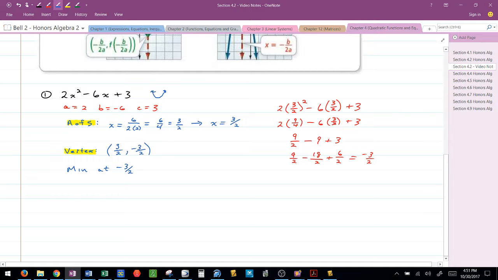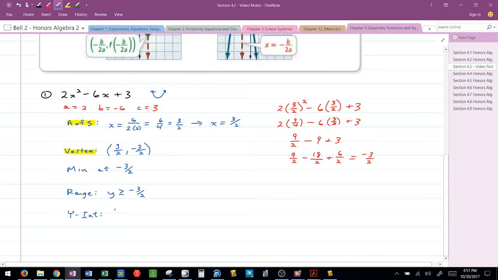Okay? The next thing is, we all know the domain is going to be all real numbers. Well, what about the range? So our range here is going to be, because it opens upward, y is greater than or equal to, and because it has a minimum value at negative 3 halves, it's going to be everything greater than or equal to negative 3 halves. The last thing that we're going to include here is this idea of the y-intercept.